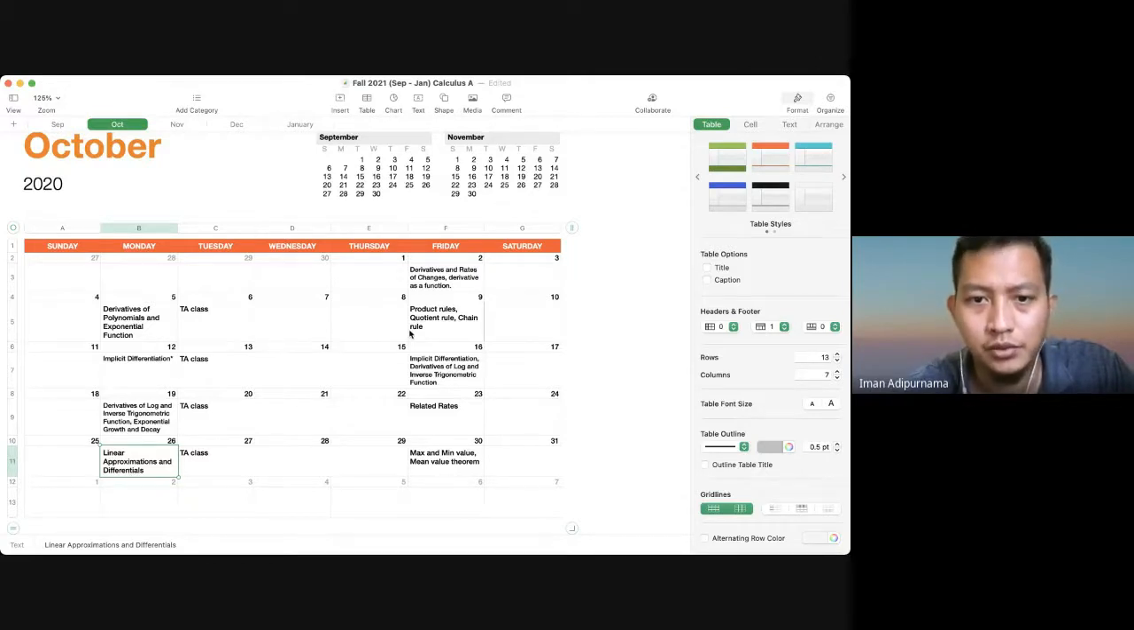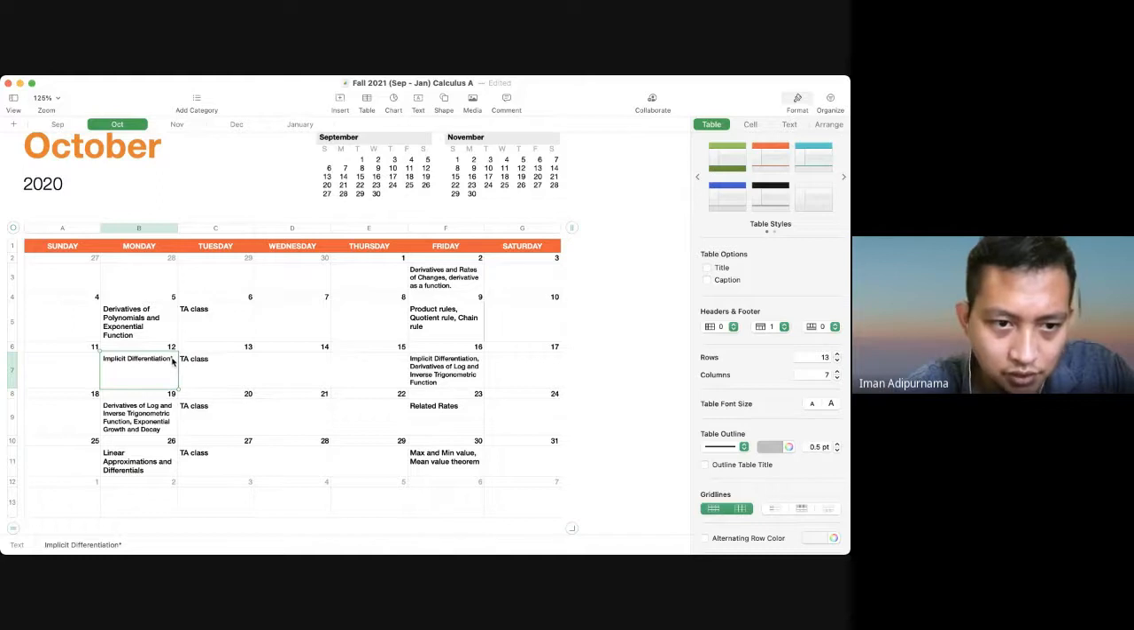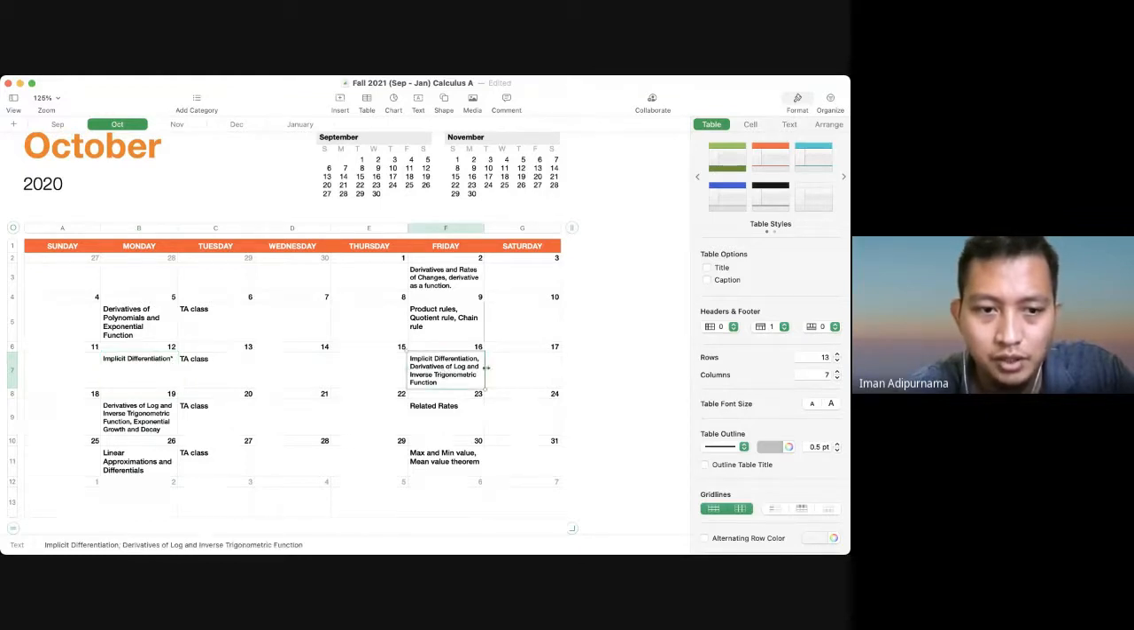Derivatives: some formulas, the chain rule, product rules, implicit differentiation. When you see this star here, it means maybe a quiz, but we can change it later. Then we continue on derivatives, inverse trigonometry, log, and related rates. If we have time, we can go here, but if we don't have time, maybe I will skip related rates completely. I think that's okay. And then linear approximations, max and mean value.